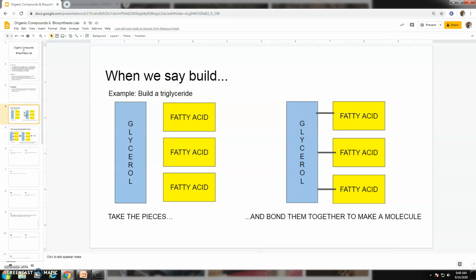So when we say build, you're going to have a couple different types of questions. We're going to ask you to build molecules. So let's start with the build. When we say build, for example, build a triglyceride, you're going to take the pieces that make a triglyceride. If you don't know the pieces that make a triglyceride, you need to consult your notes to find that a triglyceride is made up of 1 glycerol and 3 fatty acid molecules. So you're going to take the pieces and bond them together to make a molecule. You'll take these bonds and drag them to connect the glycerol to the fatty acids.